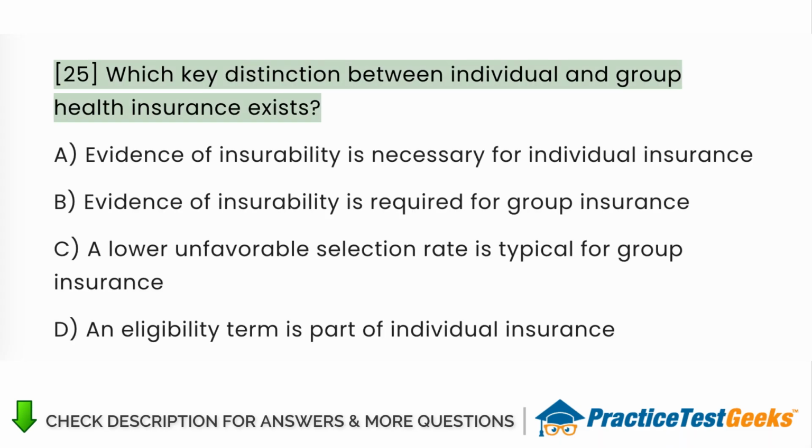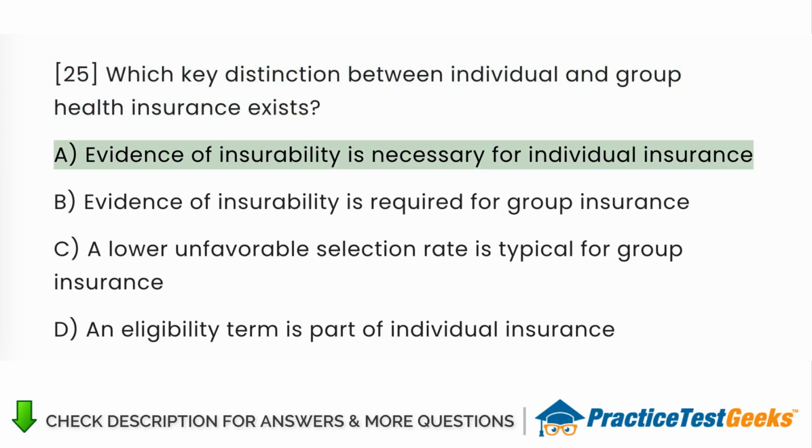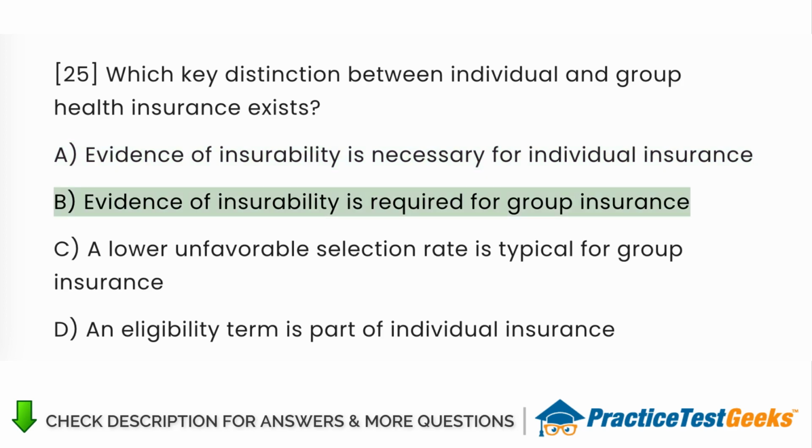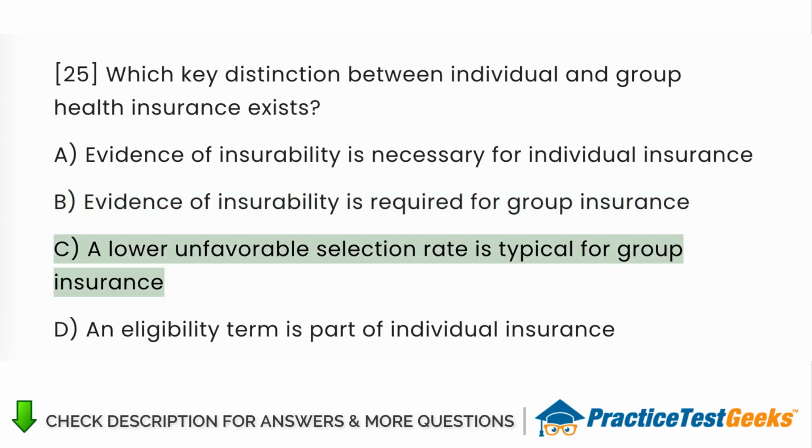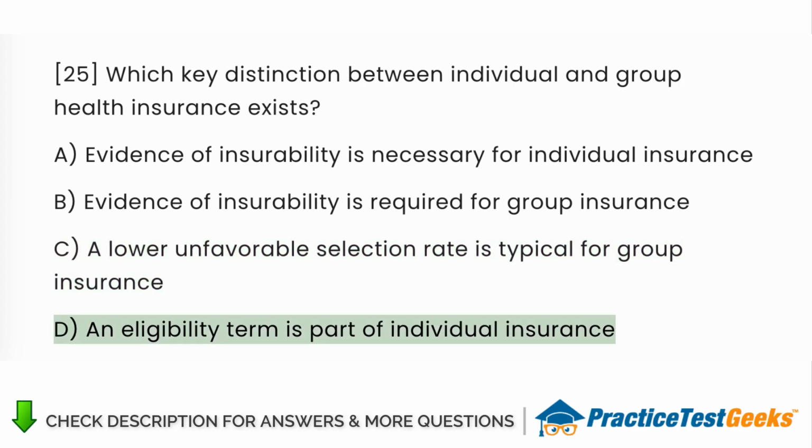Which key distinction between individual and group health insurance exists? A. Evidence of insurability is necessary for individual insurance. B. Evidence of insurability is required for group insurance. C. A lower unfavorable selection rate is typical for group insurance. D. An eligibility term is part of individual insurance.